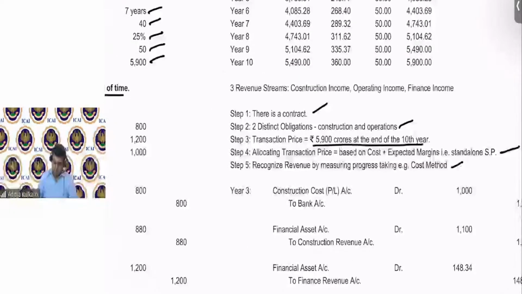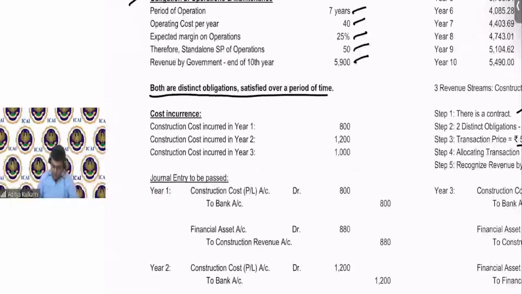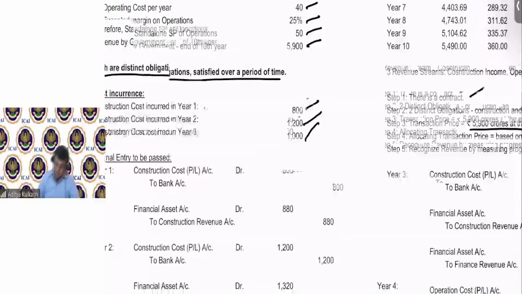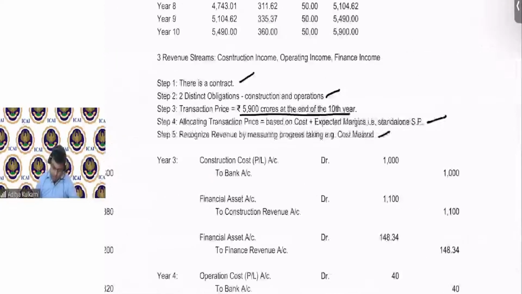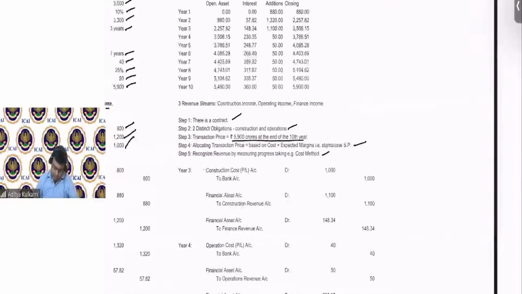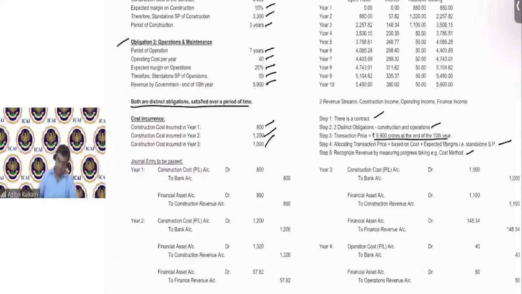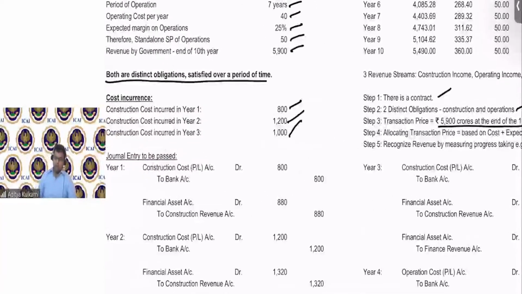Okay, fine. Now, year 1, you have completed 800 crores. Year 2, 1,200 crores. Year 3, 1,000 crores. This is the total that you have incurred in years 1, 2, and 3. All right, now let us start.